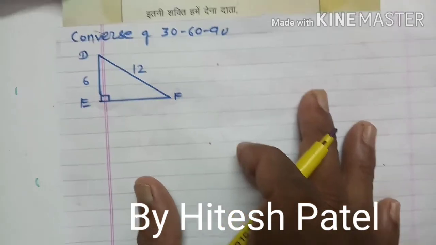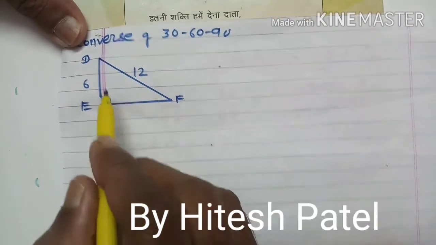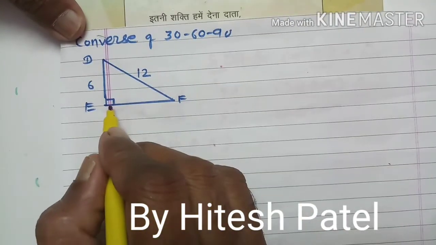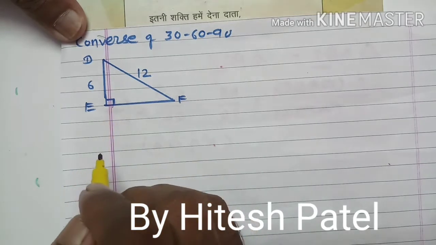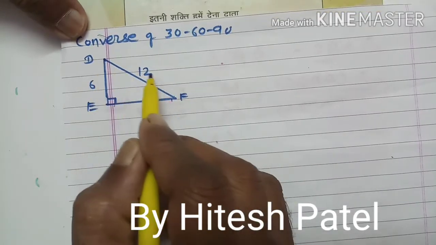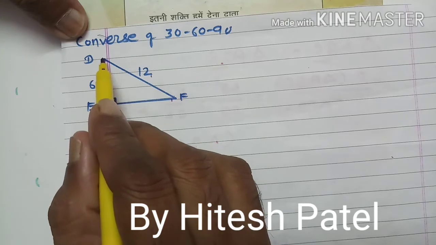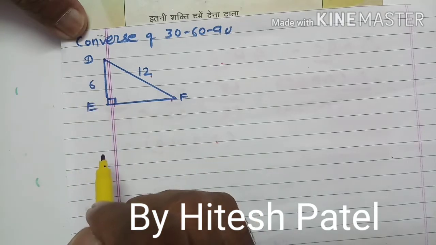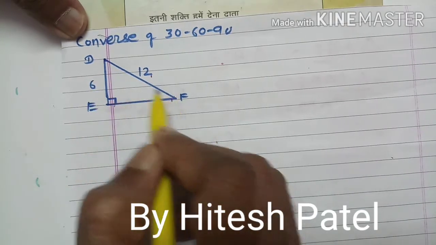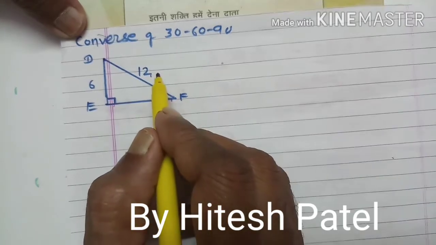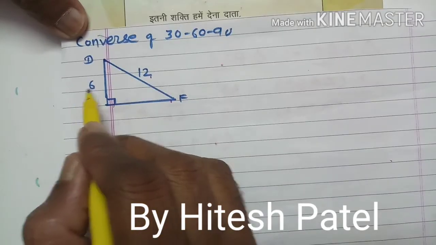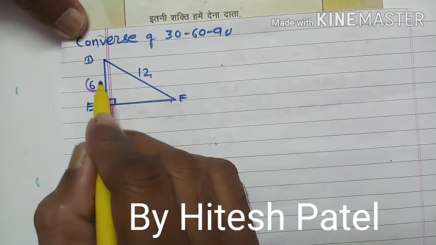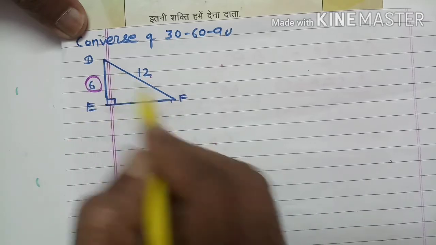Now in the converse of 30, 60, 90, let's see. Triangle DEF is a right angle triangle. The angle is 90, that is given. The hypotenuse is 12, and out of the remaining two sides we have the length of one side, that is DE, 6. Now this is a right angle triangle. We have the length of the hypotenuse and the length of one side. Now find out the relation between these two. This side, that is DE, is half of the hypotenuse.